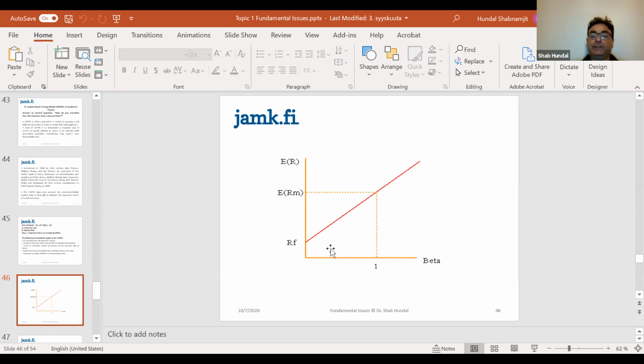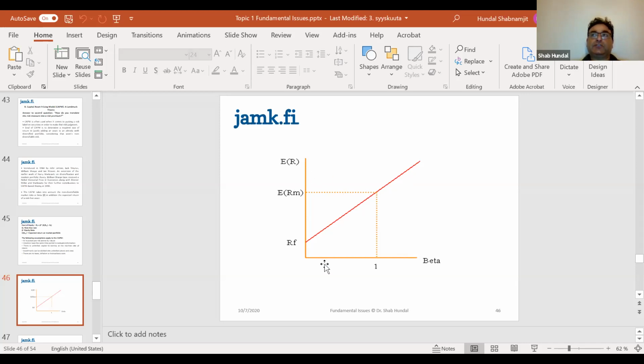And then in between, different combinations we have. So this straight line, once again, the critics argue that it's a little bit unrealistic to assume this linear relationship, because in real life, the relationships are not linear. So why should there be? Linear means very predictable. For example, if I know beta, then I can forecast exactly the expected rate of return.